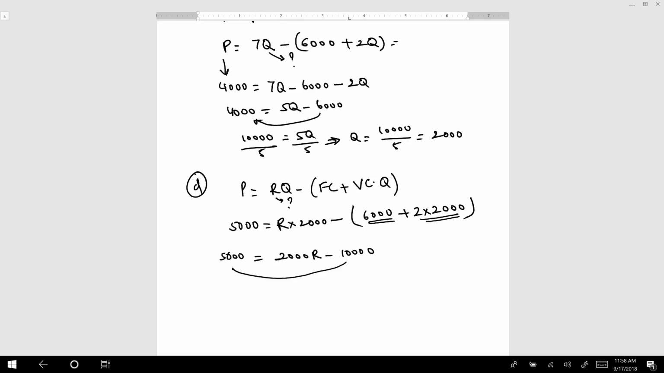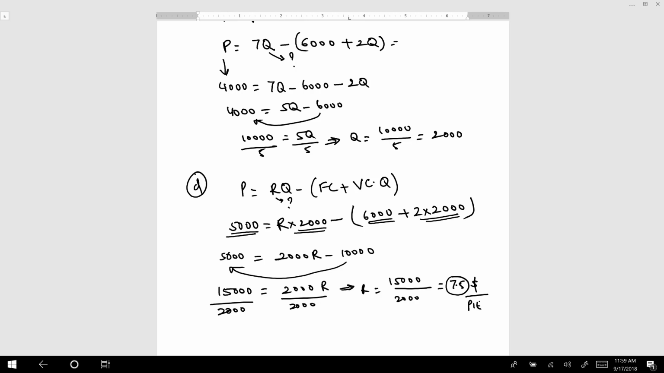So if this 10,000 goes this side, it becomes positive. So that's 5,000 plus 10,000. It's going to give us 15,000 is equal to 2000 R. So dividing both sides by 2000, we'll get R is equal to 15,000 divided by 2000. This is going to give us $7.5 per pie. So we need to sell at $7.5 per pie to get a profit of 5,000 and we can sell 2,000 units. So that's the problem.